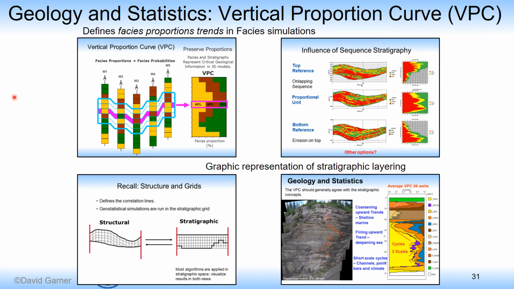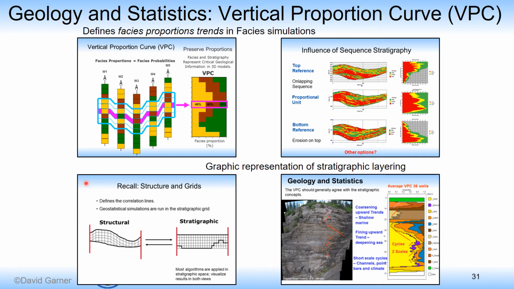Another important topic is the vertical proportion curve. That's a very key statistical tool in the geomodeling process. We have our grid system, our stratigraphic correlation lines, and along those K layers or correlation lines, we can sum up the facies into the proportion, the percent of each facies. And if we have a variation vertically in the facies, that will be represented in the proportion. But what it does is it fixes the probabilities on each layer in the 3D model.